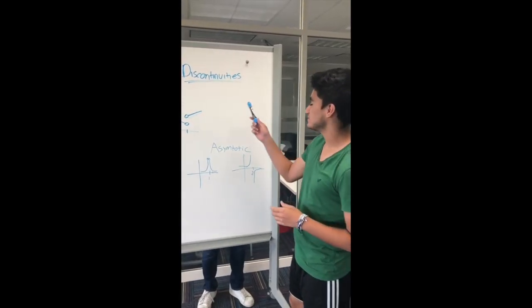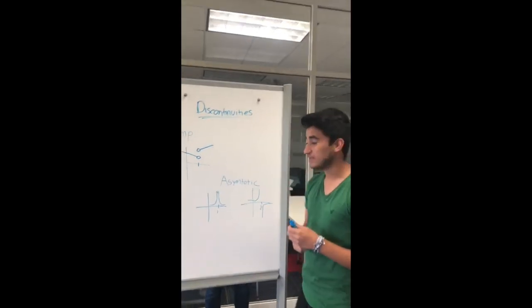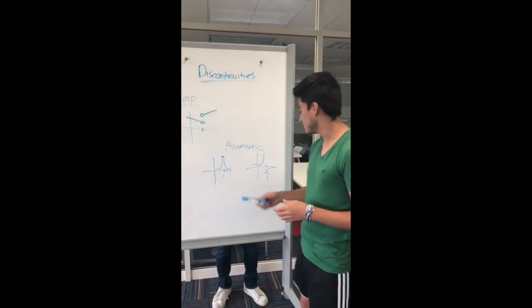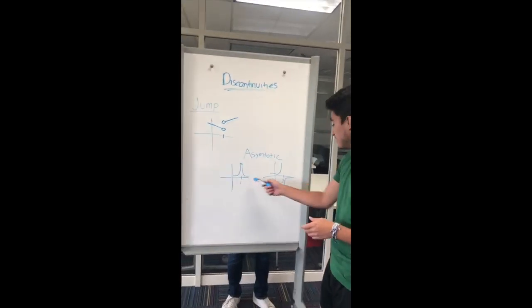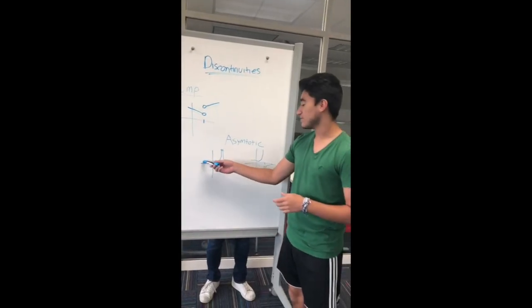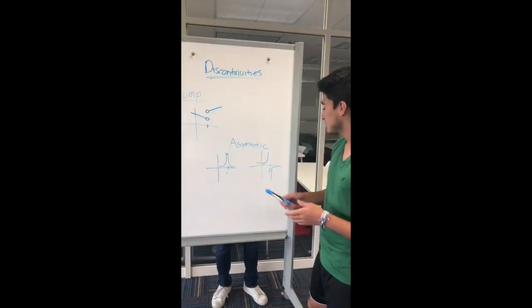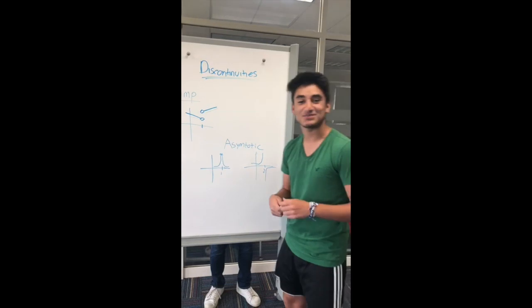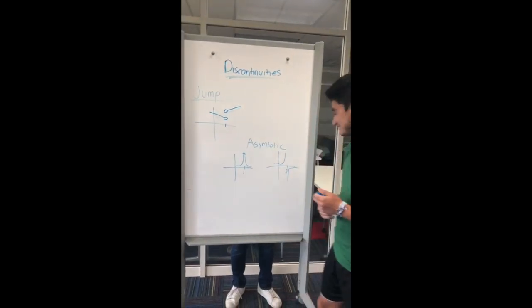The last type of discontinuity is the asymptotic discontinuity. Here we have two examples. Here it is on the x-axis and here on the y-axis. Here at 1 and here at 2. Here the graph is coming from minus infinity, and here also, and here it is going to positive infinity.